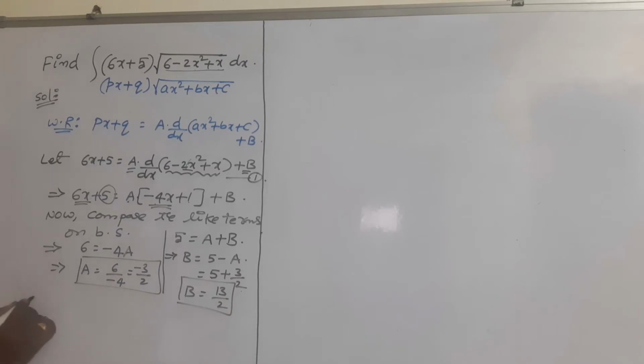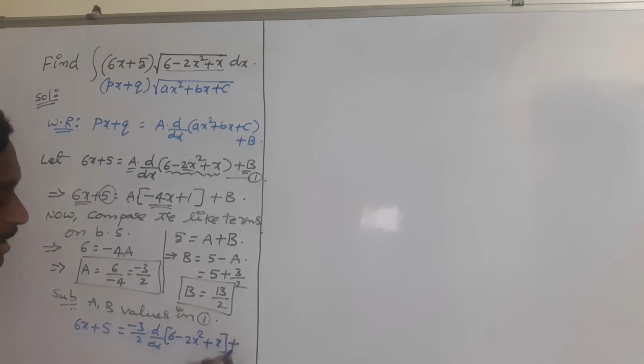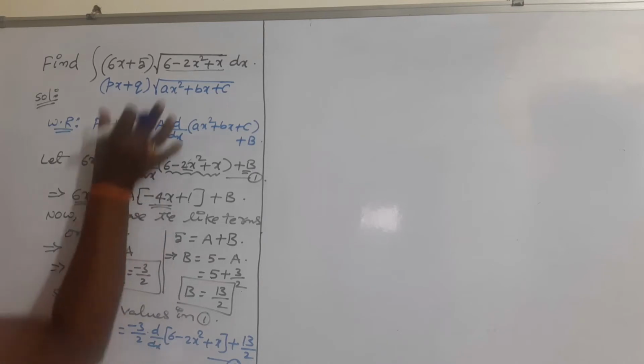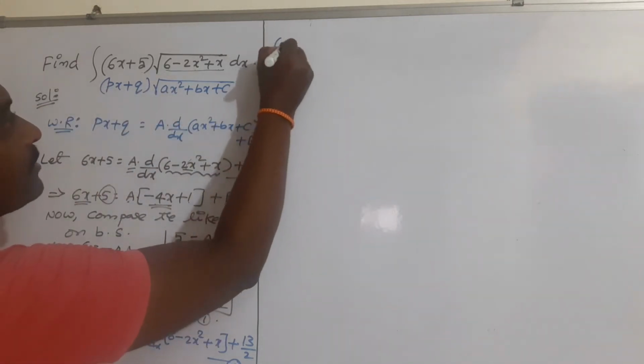So substitute the A, B values in equation 1. By substituting these values A and B in 1, you will get 6x plus 5 is equal to capital A, which is minus 3 by 2, into d by dx of the quadratic term, which is 6 minus 2x square plus x, plus B. What is the B value? 13 over 2. Take it as equation number 2. Substitute this 6x plus 5 value in the given problem.